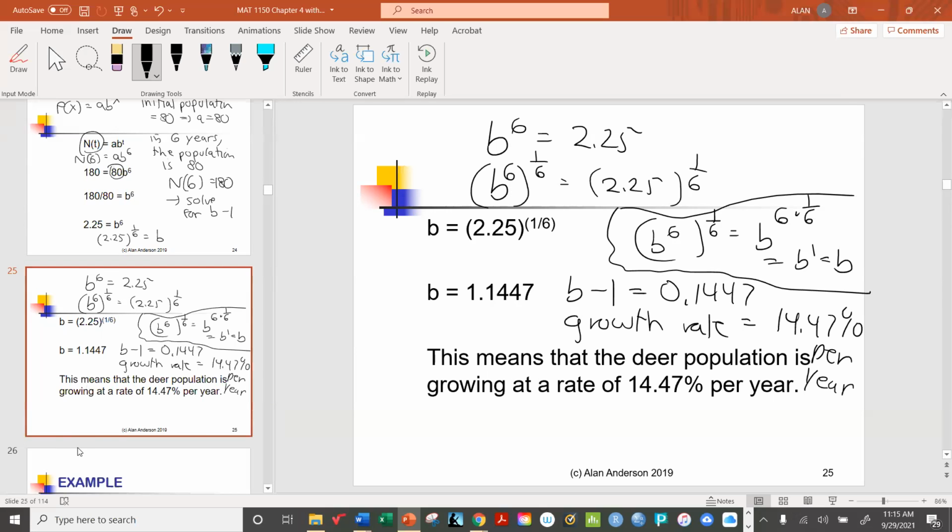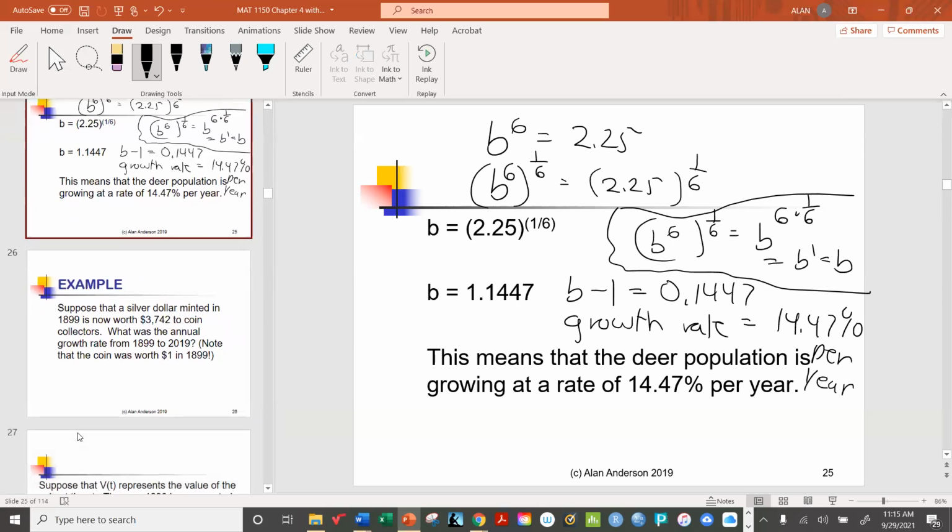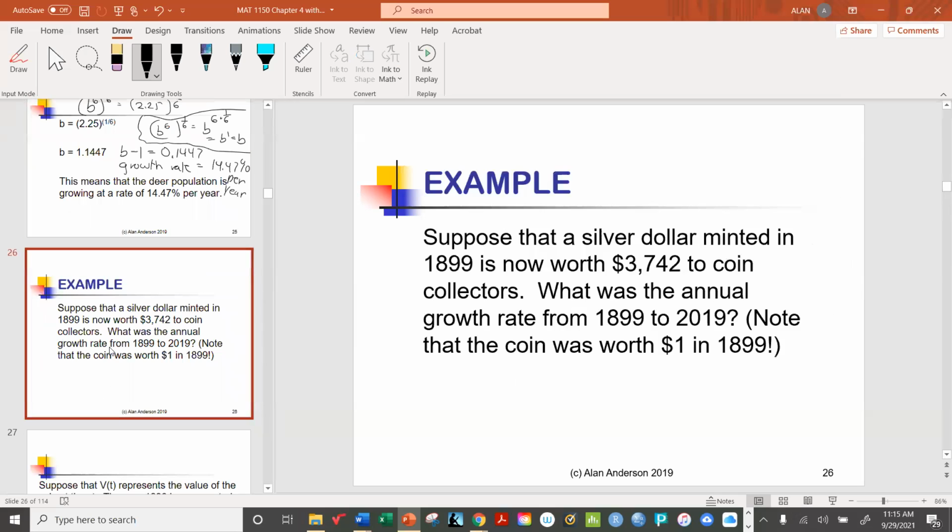All right, now there's another example here. Now this is a fun example. A silver dollar minted in 1899 is now worth $37.42 to coin collectors. What was the annual growth rate between those 120 years? With the understanding that the initial value was $1. Of course, in 1899, a silver dollar was worth $1.